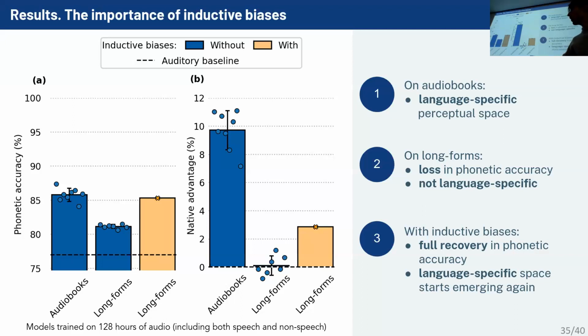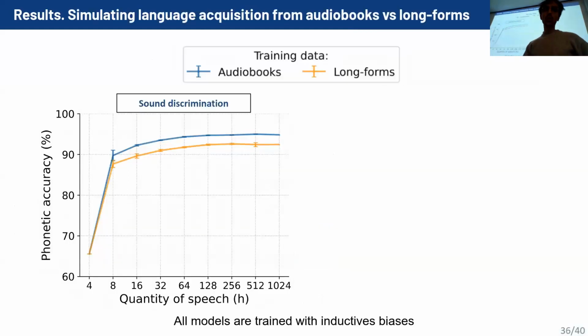This time we train the learner with inductive biases: voice activity detection, speaker separation, and data augmentation. The loss in phonetic accuracy we observed earlier vanishes. The model recovers from the loss, and it starts to develop a language-specific perceptual space again, although we don't go up to the native advantage we obtained when training on audiobooks. So in a nutshell, yeah.